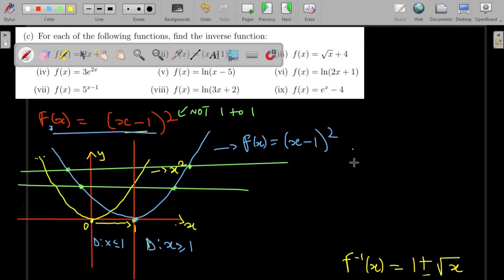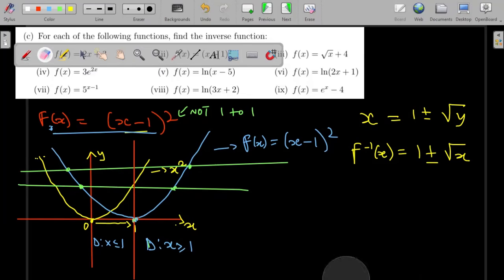Okay, look at this now. We have f inverse of x equals 1 plus or minus the root of x. Before I changed it to this notation, it was x equals 1 plus or minus the root of y. From this, we're going to get two expressions. One will be x equals 1 plus the root of y, using the one on top. The other one will be x equals 1 minus the root of y.